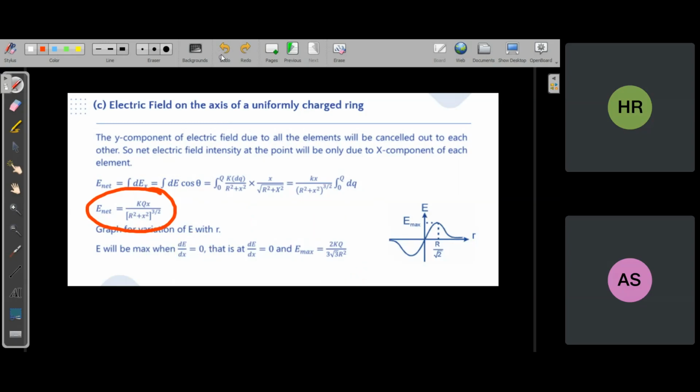You can ask your doubt here. You can check by differentiating this expression and equating it to 0, whether you are getting r by root 2 or not. You will get it.